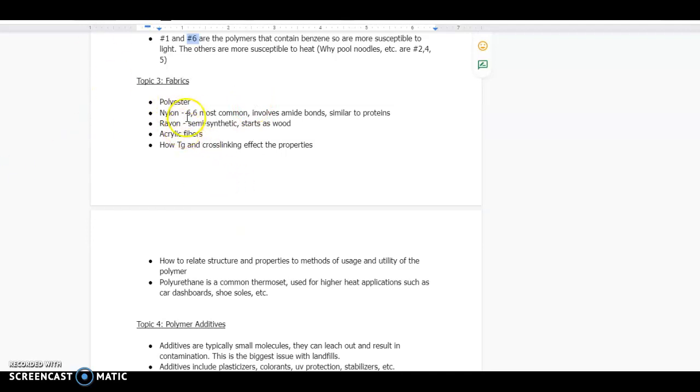Then we talked about all the fabrics. So we talked about how the higher the TG, the more likely you can iron it. We talked about how cross-linking will affect the properties. More cross-linking leads to tougher fabrics. The 3 main fabrics were polyester, nylon, and rayon. So this has ester bonds that are potentially biodegradable. Nylon has the amide bonds like proteins. Rayon is semi-synthetic because it starts out as wood or cotton.